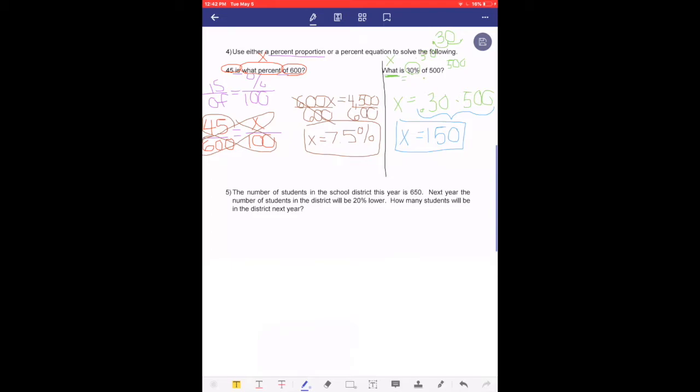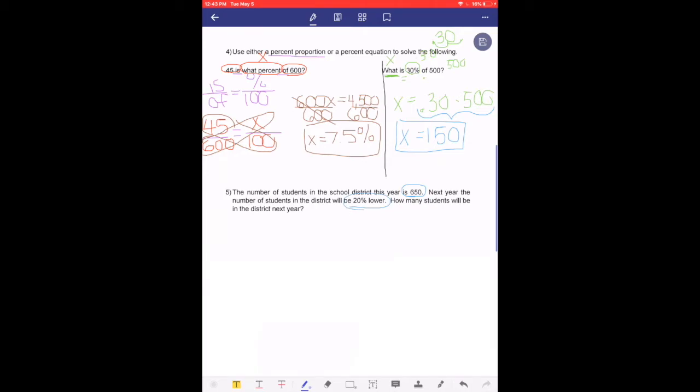Question 5. The number of students in the school district this year is 650. Next year, the number of students in the district will be 20% lower. How many students will be in the district next year? So this current school year has 650 students, and next year it's going to be 20% lower.